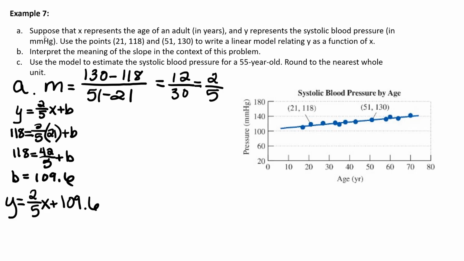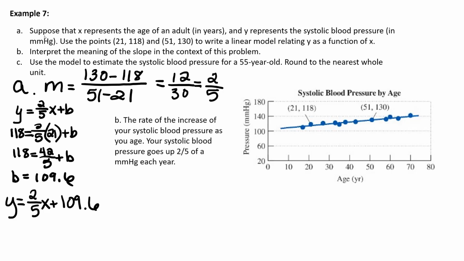Part B says interpret the meaning of the slope in the context of this problem. Well, if you look at the equation, you can see that 2/5 is being multiplied by the age of the person. And so every time X goes up by 1 year, 2/5 of a millimeter of mercury is added to that person's systolic blood pressure. So it's the rate of change of a person's blood pressure as they age. Your systolic blood pressure goes up 2/5 of a millimeter of mercury each year.